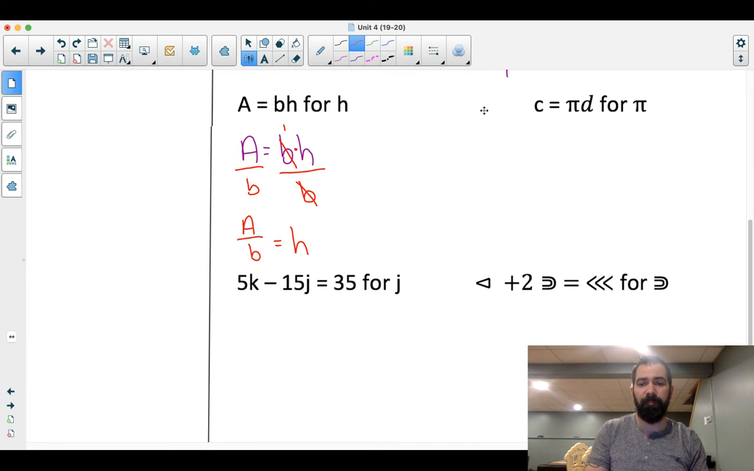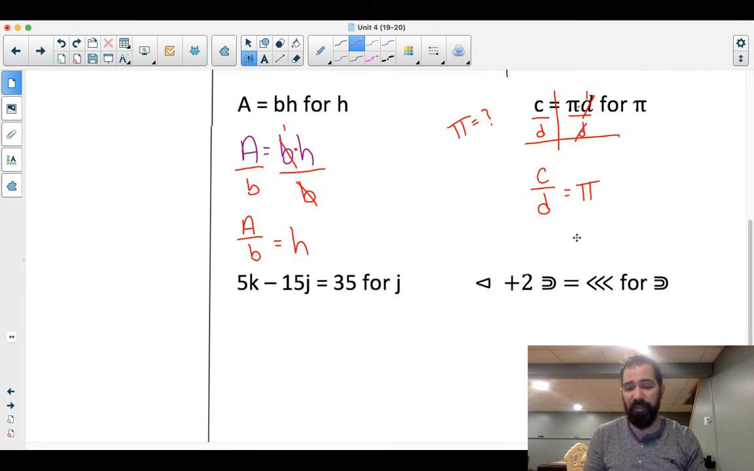Next one. We want to solve for pi. We want pi by itself. Pi equals what? Well, what's happening to pi right now? We're multiplying it by d. So let's divide it by d. D is diameter. D divided by d is just 1. So you're left with circumference divided by diameter equals pi.